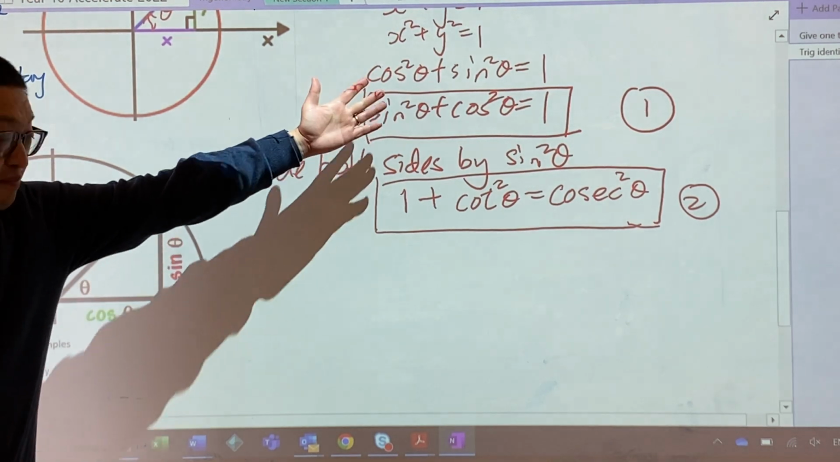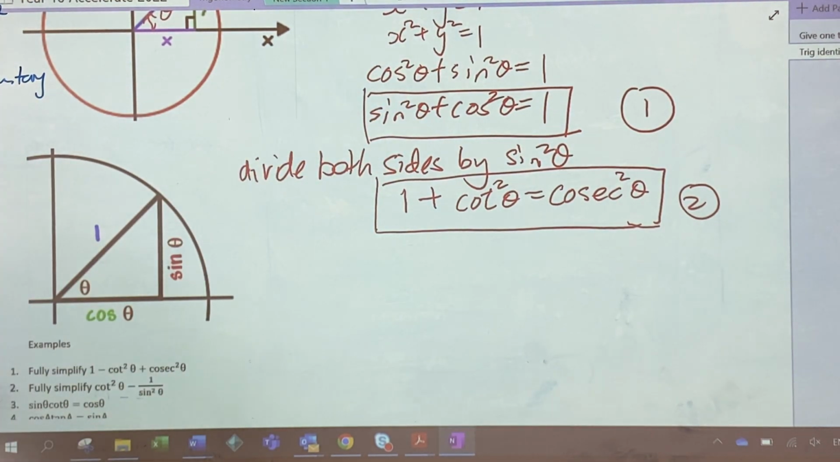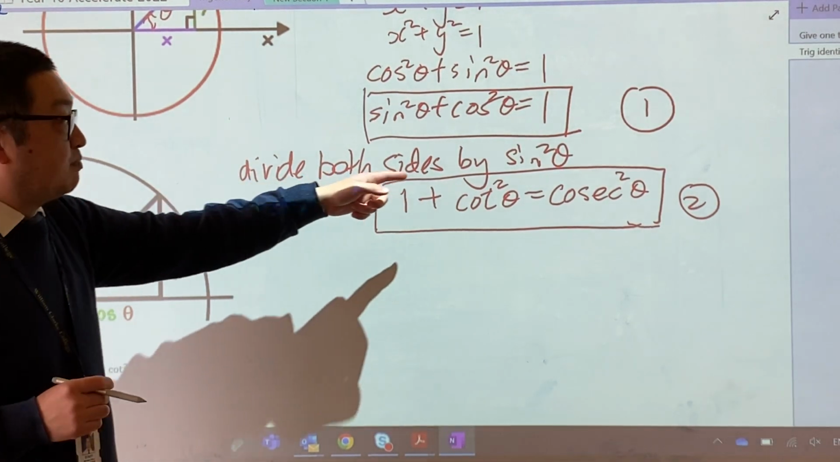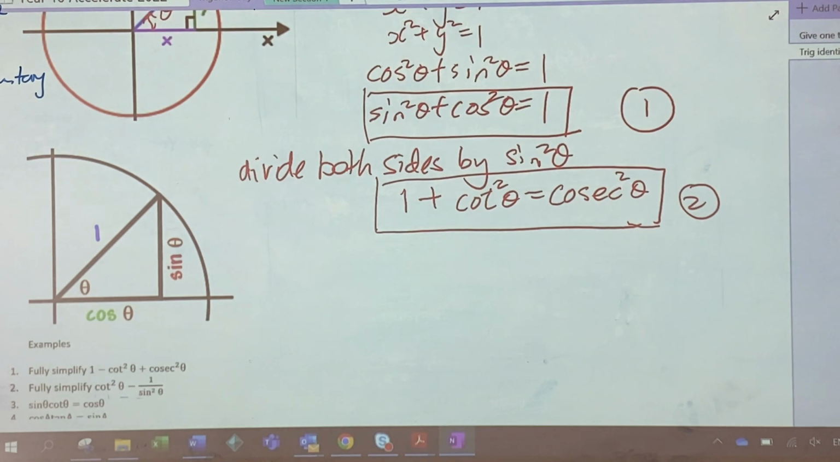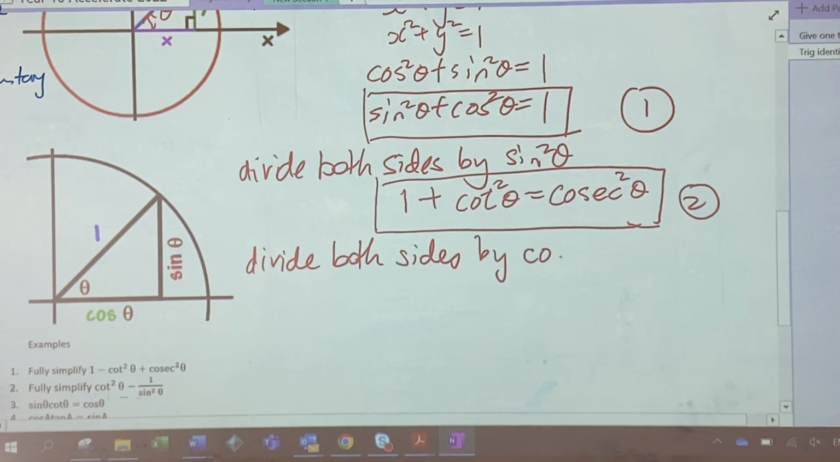Now they all come from the first one. The first one is the most fundamental, basic one. We must almost remember it by heart, and it's not hard to remember. Now, second one done. Third one is we're going to divide both sides by cos squared theta. See what happens this time.